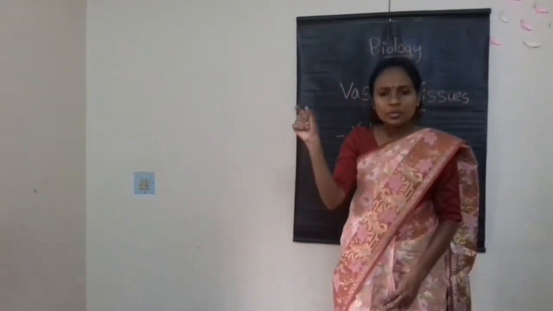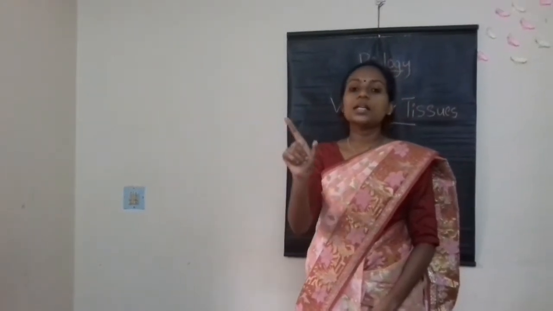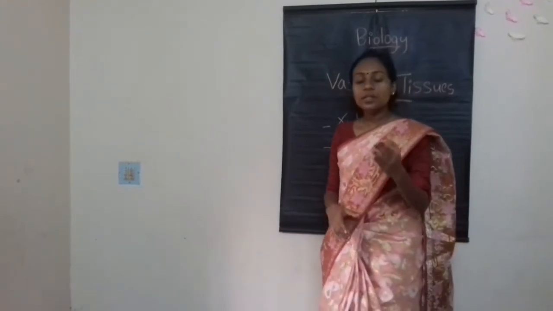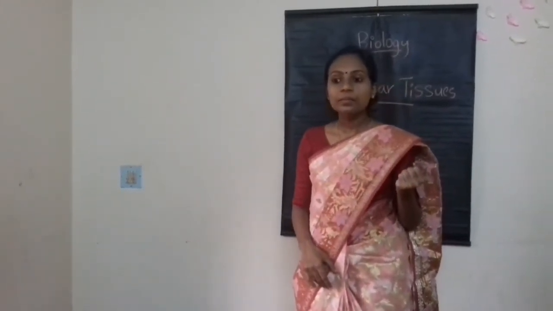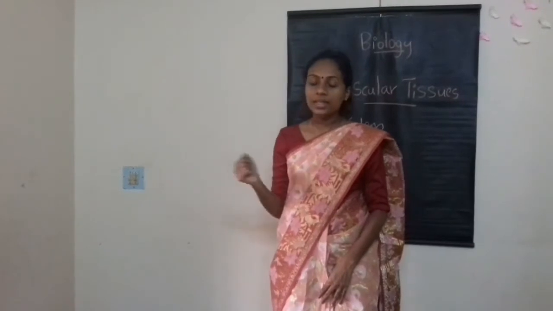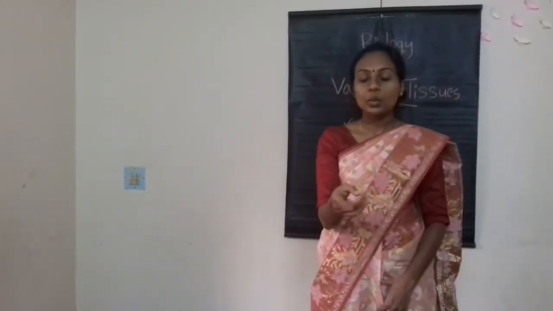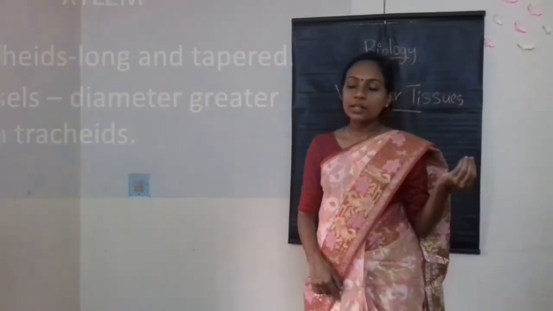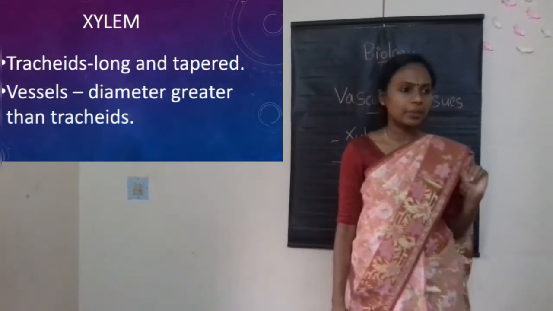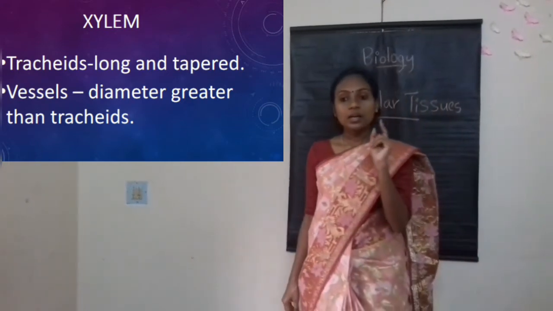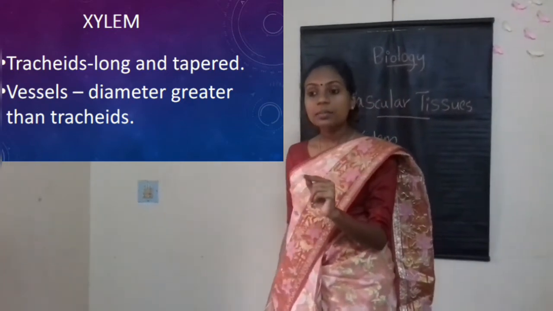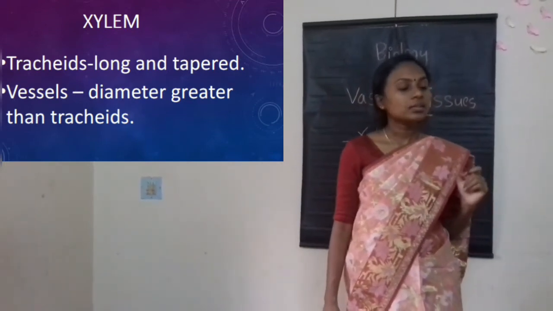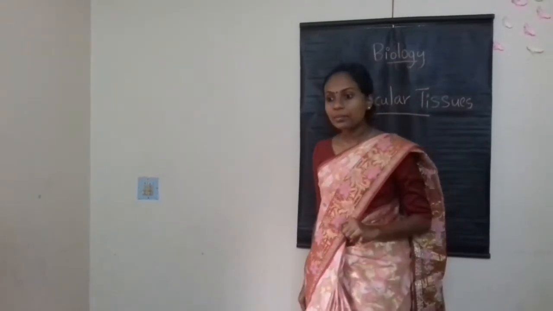What is the function of these cells? Yes, conduction of water and minerals. Which are the parts that are seen in xylem? Tracheids and vessels. Very good. What is the peculiarity of tracheids? It is long and tapered. And that of vessels, it has a diameter greater than that of tracheids. Is that clear?